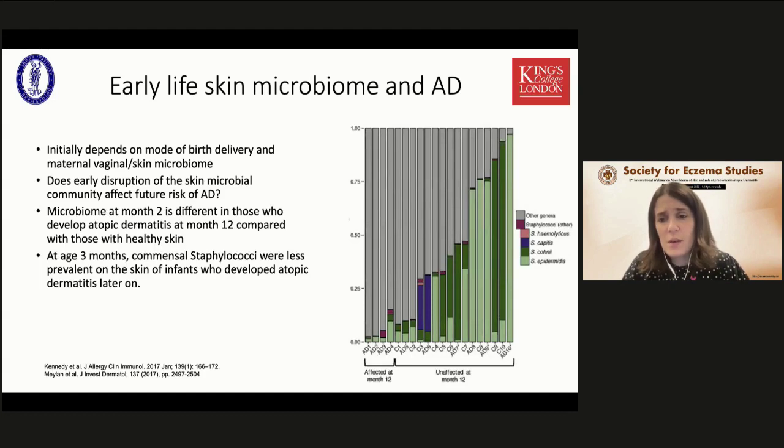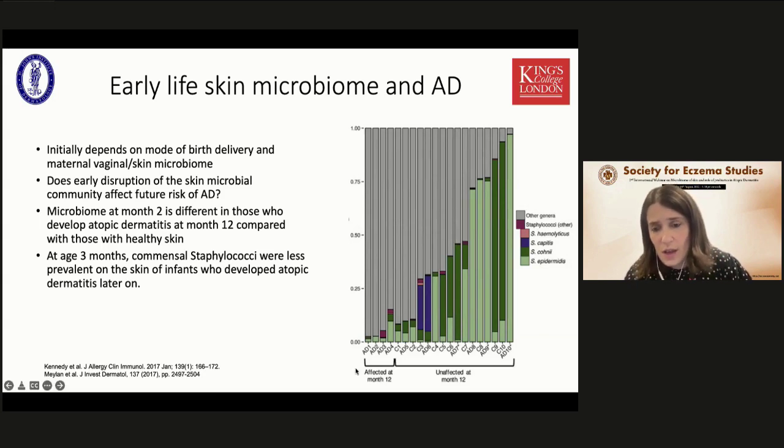And there have been a number of birth cohort studies in which newborn skin microbiome is sampled, and then these babies are followed up and sampled at intervals in early life to see whether changes in the skin microbiome may be associated with future risk of developing atopic dermatitis. This study, although small, found changes in the skin microbiome at month 2, which showed that the microbiome was different in individuals who later went on to develop atopic dermatitis at 12 months compared to those that didn't develop AD.